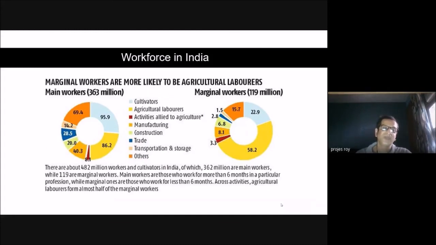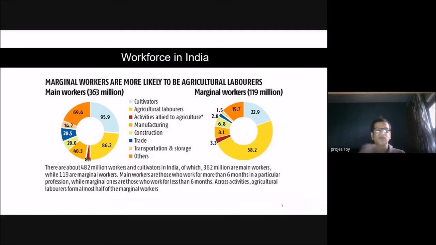Workforce in India. If you look at the workforce in India, cultivation is 95%, agriculture 86.2, then activities allied to agriculture 8.1, manufacturing 40.3, and construction 20%. I'm talking about the main workers. Then trade 28.5%, transportation and storage 14%, and other 69%. So you can understand the main workers, and the marginal workers were not complete workers.